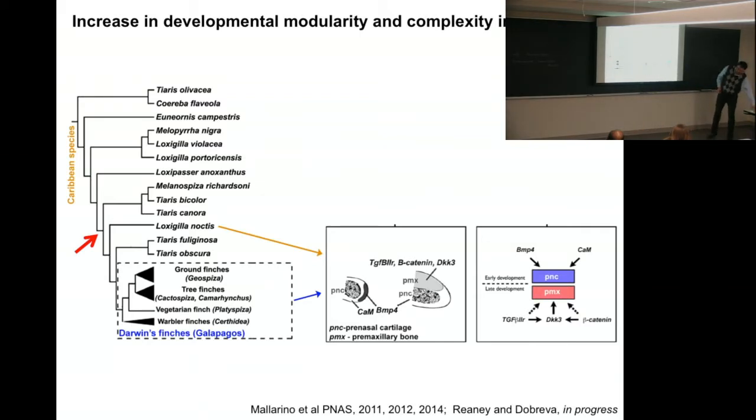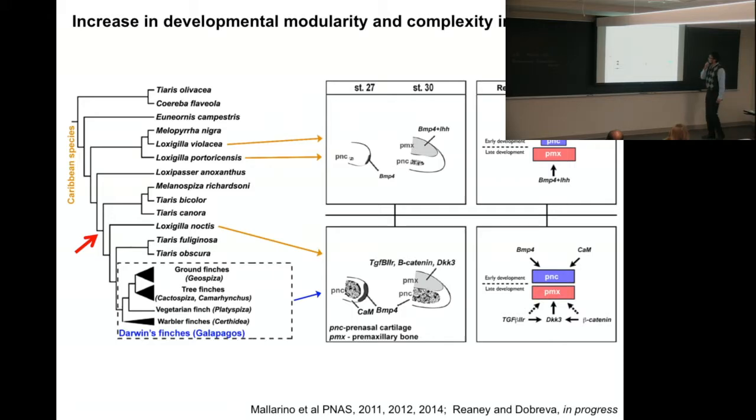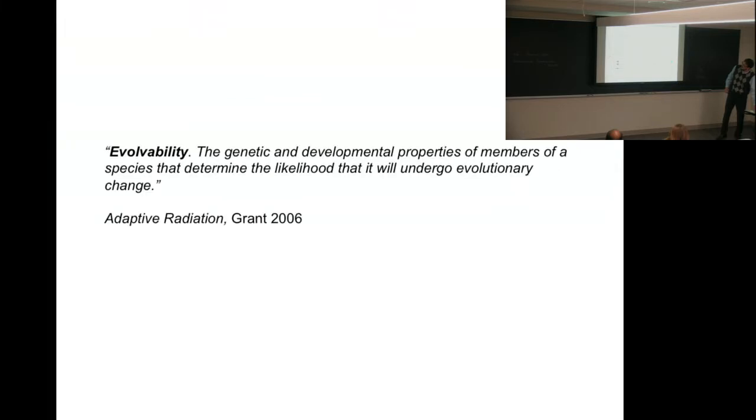Whereas if you look at the more basal species within the same clade, you see that they deployed a much simpler program that appears to be not as modular and not as complex as the one employed by Darwin's finches. This suggests that perhaps somewhere here, back in the Caribbean, they invented this more modular, more complex program that allows for the generation of the big diversity that you see in Darwin's finches and their close relatives.